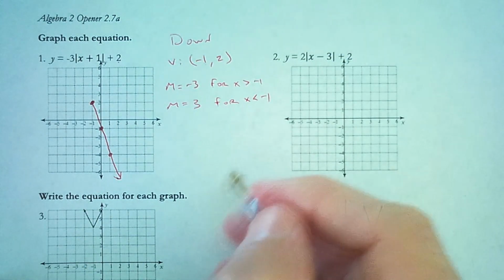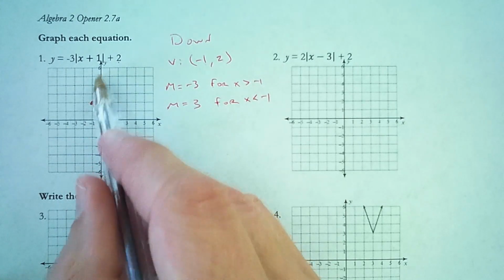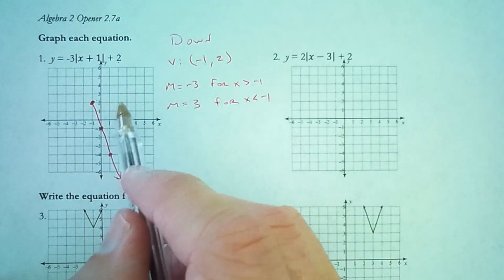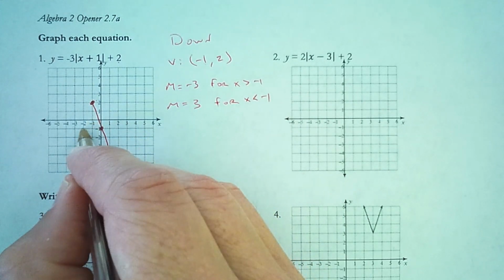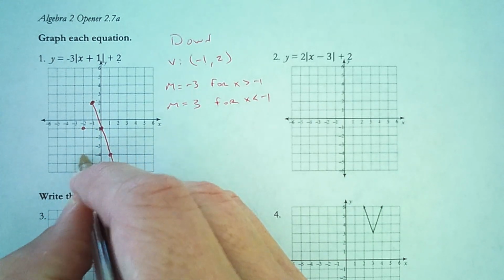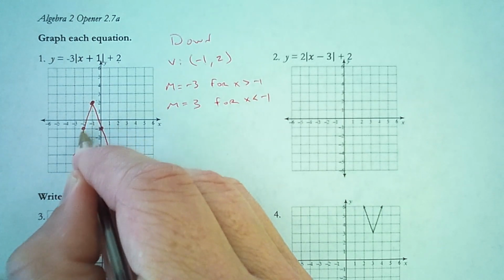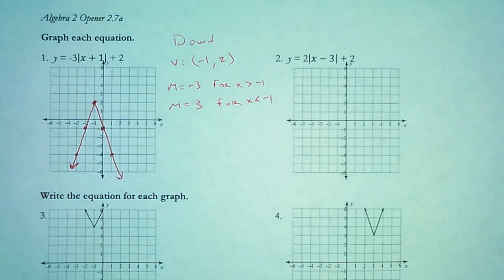Then the left side, the slope is positive 3, which means up and right, but then I'm going to be opening to the right instead of down. So instead of up and right, let's go down and left. That's a double negative. Down and left makes a positive. Down 3 and left 1. And there is the graph for number 1.